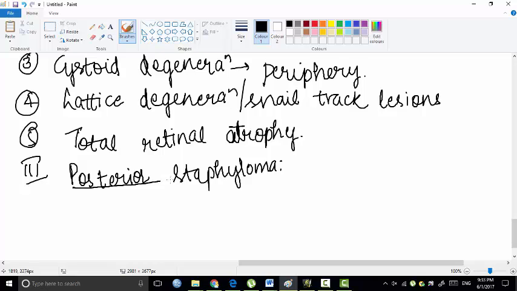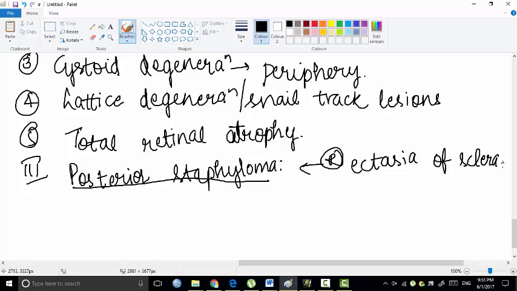Right, posterior staphyloma. Posterior staphyloma is seen due to ectasia of sclera. Why does this happen? Because of ectasia of sclera, that is degeneration of sclera. As you have seen, there is stretching of sclera. Instead of degeneration, we can use the word stretching of sclera. So this stretching of sclera may lead to posterior staphyloma, which is seen in pathological myopia.